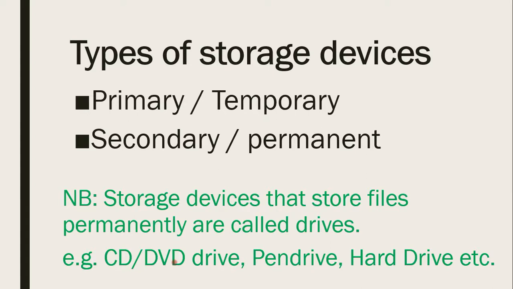Storage devices are divided into primary or temporary storage devices, and then secondary or permanent storage devices. Storage devices that store information permanently are the drives, for example CD or DVD drive, pen drive, hard disk drive, and etc.